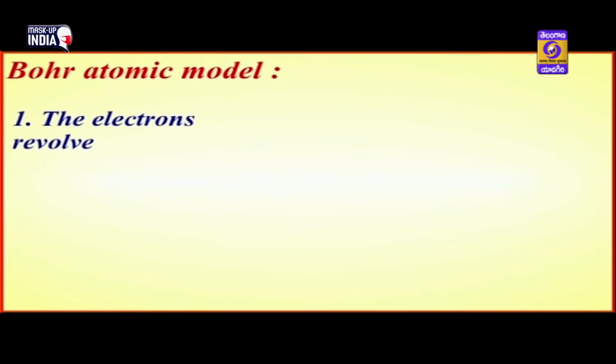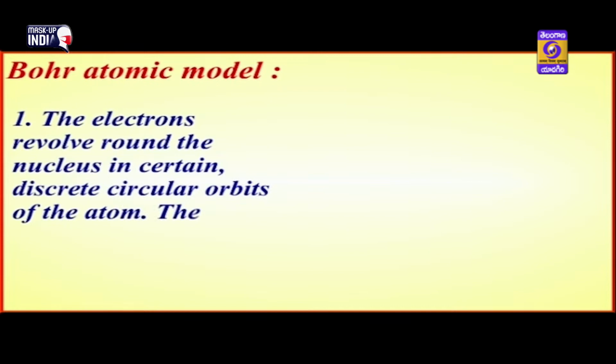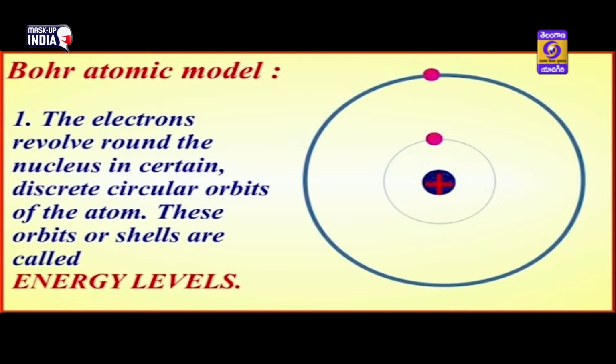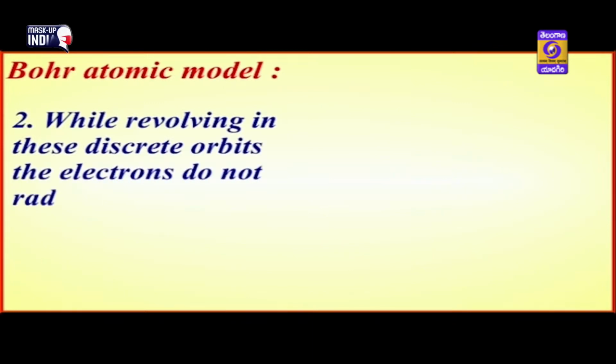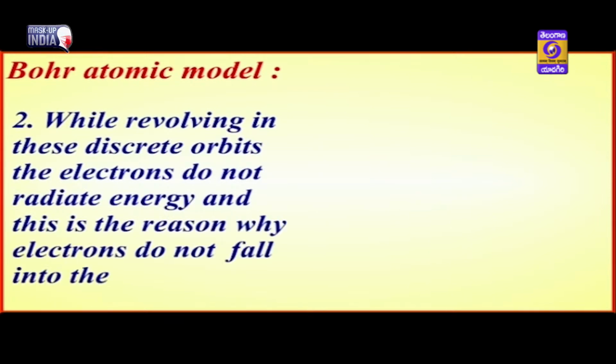The electrons revolve around the nucleus in certain discrete circular orbits of the atom. These orbits or shells are called energy levels. Observe carefully. These are the energy levels where the electrons are revolving around the nucleus. While revolving in these discrete orbits, the electrons do not radiate energy, and this is the reason why electrons do not fall into the nucleus.